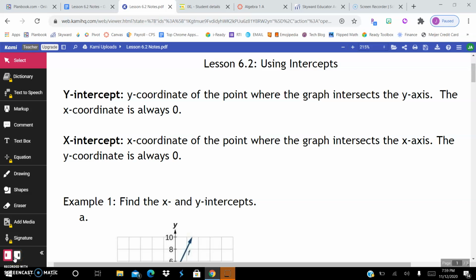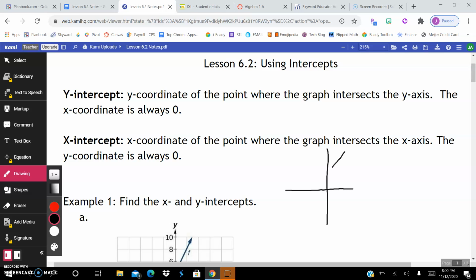So lesson 6.2 today is on using intercepts, and we have two different intercepts we're going to have to find. The first one is the y-intercept, and that is the y-coordinate of the point where the graph intersects the y-axis, and the x-coordinate is always 0. So if I drew a graph here, this would be the y-intercept because that's the y-axis that it's crossing. For instance, that ordered pair could have been something like over 0 and then up 2. So the x is always 0 on a y-intercept.